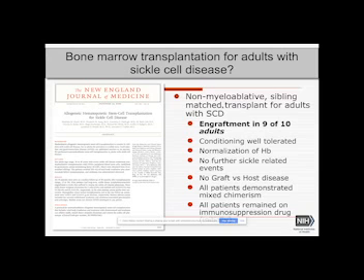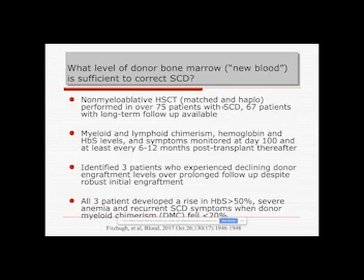All of these individuals demonstrated what was called mixed chimerism. What that means is they had some of their own stem cells and some of the donor stem cells. And with that, they were able to essentially normalize their hemoglobin and make far more normal hemoglobin than sickle hemoglobin. So then we had to ask the question, well, if they don't need to totally replace the stem cells, if they can have some stem cells that are still their own, how much new blood, new marrow is needed?